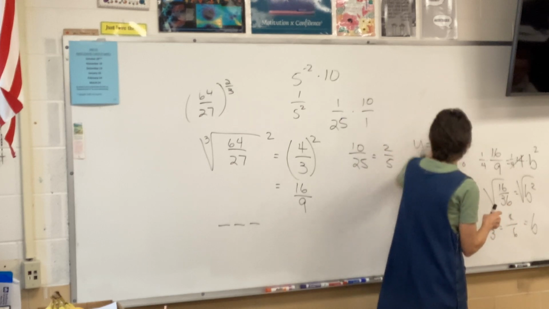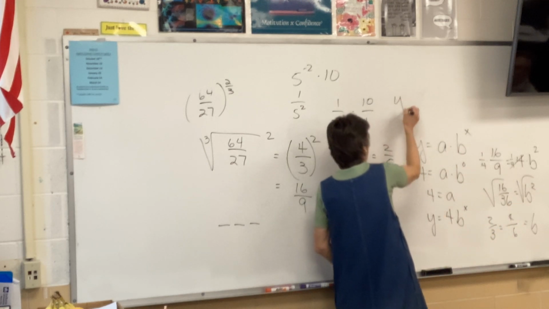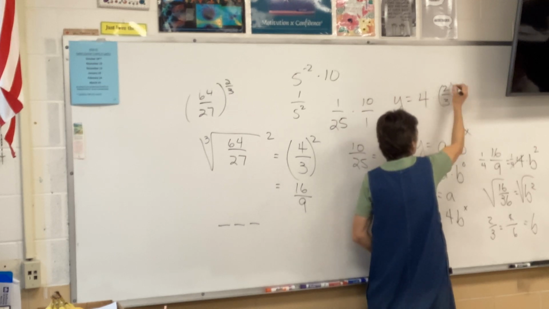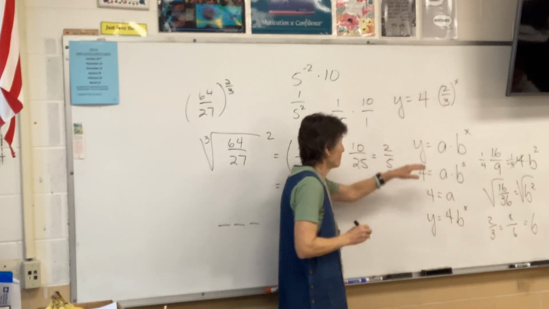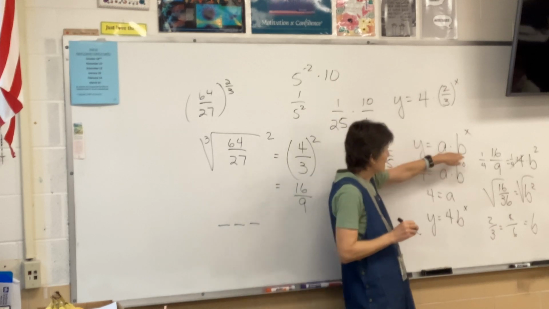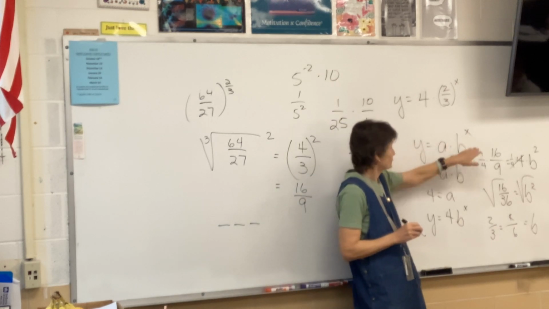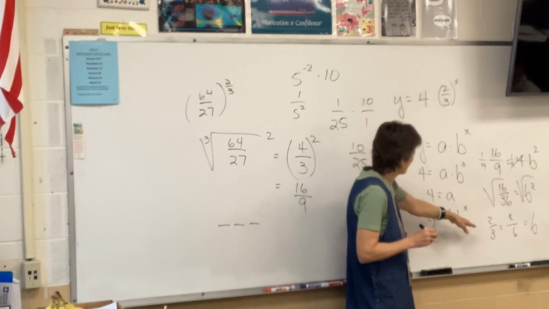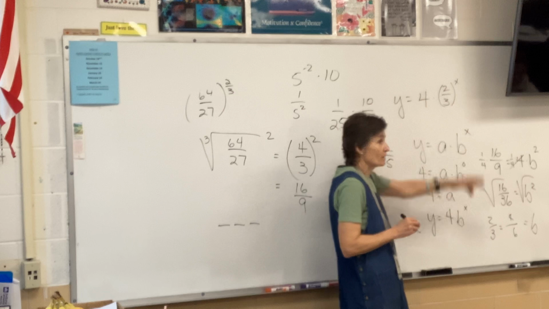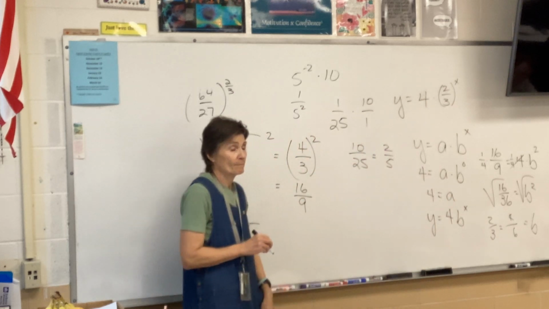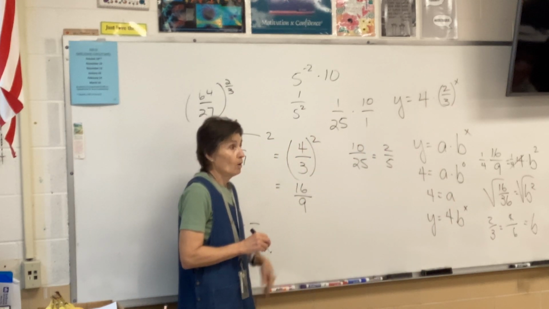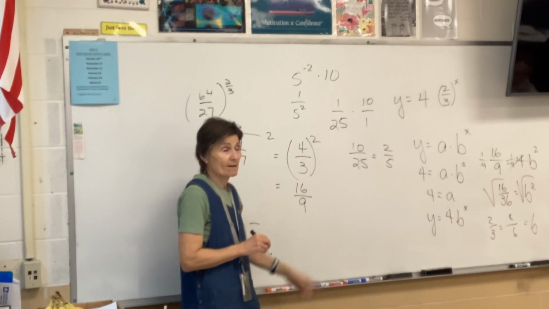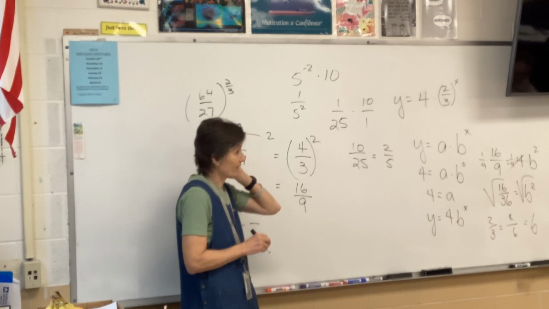So now I can write my answer. Y equals 4 times 2/3 to the x. Remember, y equals a times b to the x, like Ruby said. You already figured out a was 4. You just figured out b was 2/3. So now we can write our equation. Hopefully that's jiggling some memories. Several of those in your notes if you need to go back and review.